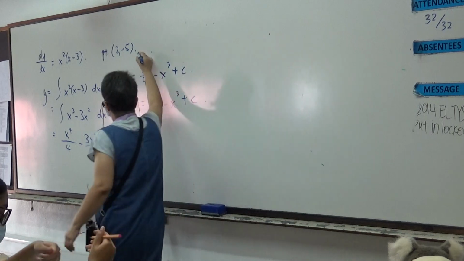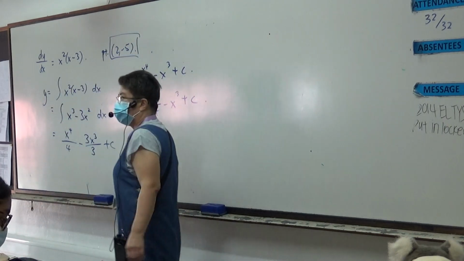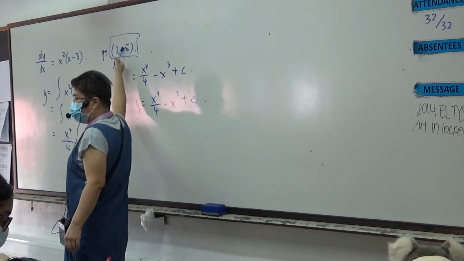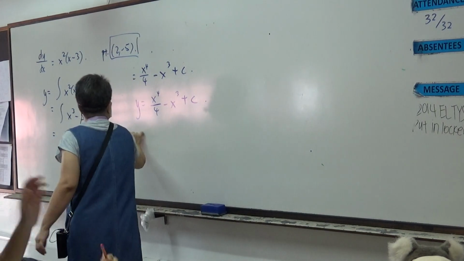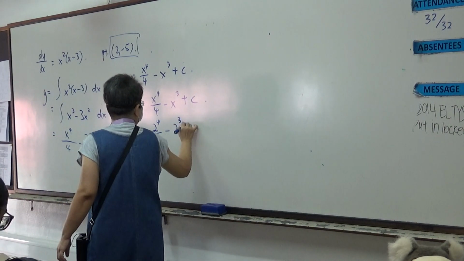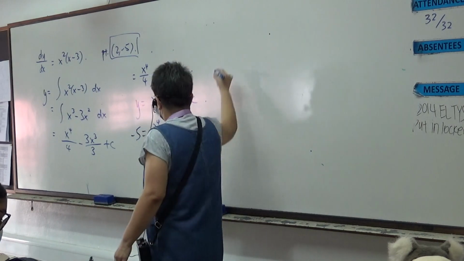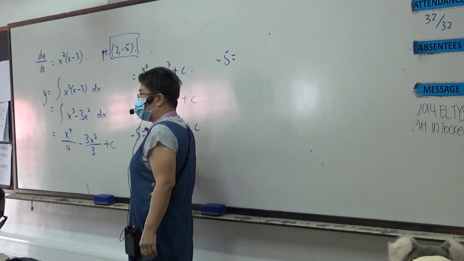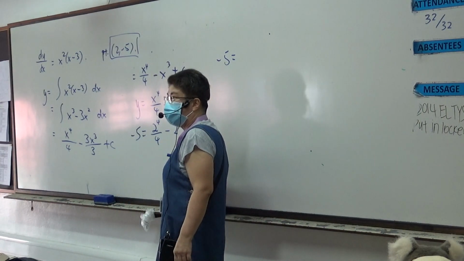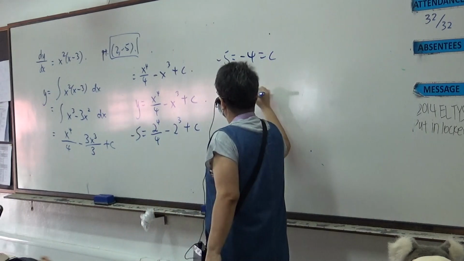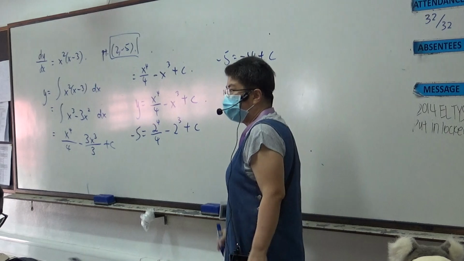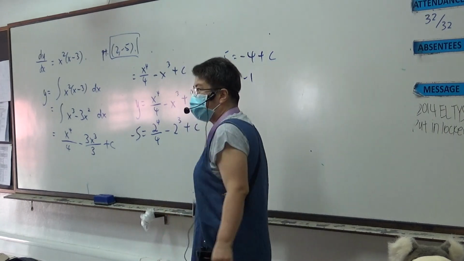Okay. They say the curve passes through this point, right? What does it mean? When x is 2, what is my y? Negative 5. That means I sub in. Negative 5 equals 2 to the power 4 over 4 minus 8 plus c. So negative 5 equals, now this is 16, 16 over 4 is 4, right? 4 minus 8 is what? Negative 4 plus c equals negative 5, so c will be negative 1, right?